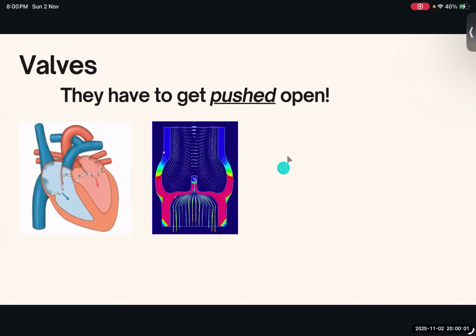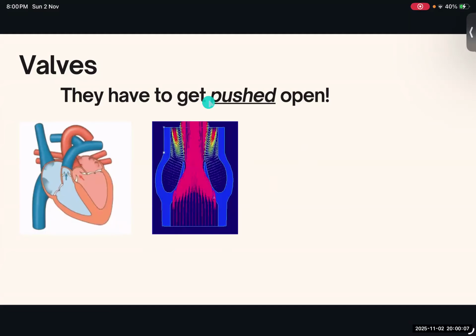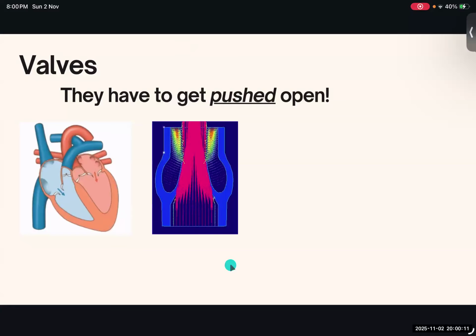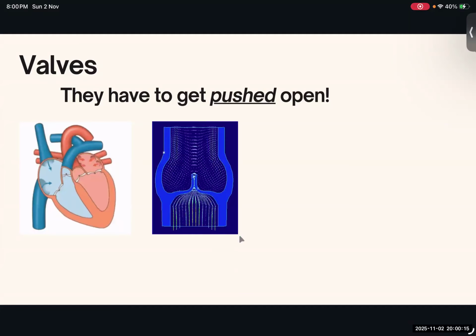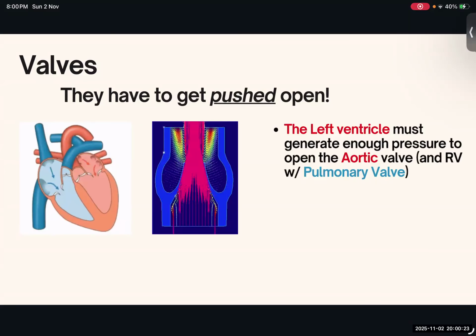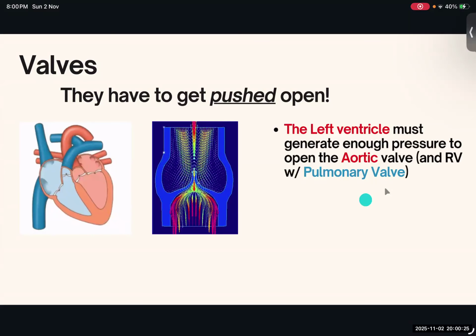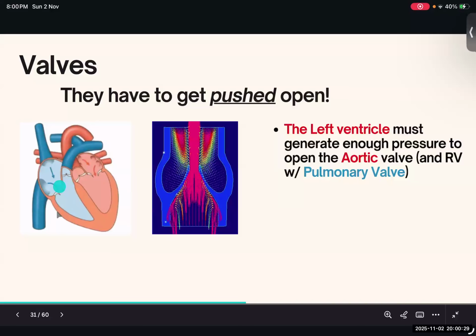And this is a very fancy animation that I found online. Here you can see that the valve is getting pushed open by a very high and strong jet of blood flow through the vessel, and that's just to help you remember that you need a lot of pressure to open the valve. So the left ventricle must generate enough pressure to open the aortic valve, and the right ventricle must produce enough pressure to open the pulmonary valve, okay?